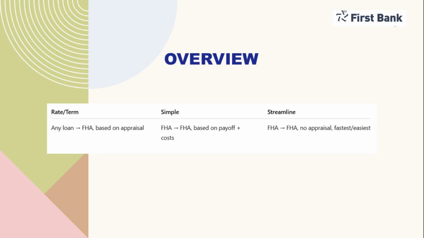Rate and term FHA refinances are just your regular old refinances that you're used to. This is used when refinancing out of bridge loans, conventional, or even VA loans. Simple refinances are for folks refinancing from FHA to FHA and rolling in their closing costs. Rather than the loan amount being based on the appraised value like a rate and term, the loan amount is instead based on the payoff plus costs. But we're only going to talk about Streamlines for the time being.